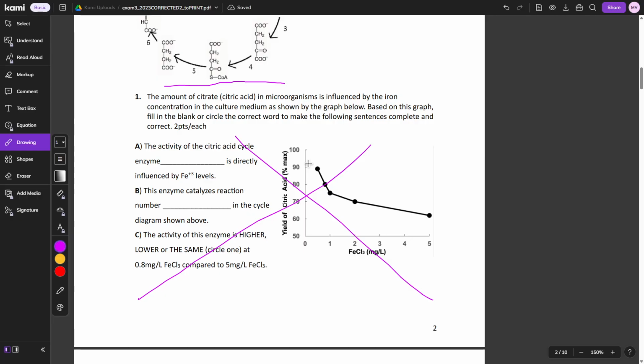I'll give it away a little bit. One option is that you upregulate citrate synthase, and that would increase the yield of citric acid, right? Because citrate synthase makes citrate. The other option is that you downregulate aconitase, right? And if you downregulate aconitase, you would drop the amount of citrate being turned into isocitrate, and that would also show this graph. But the answer is aconitase. I'll just give it away now.